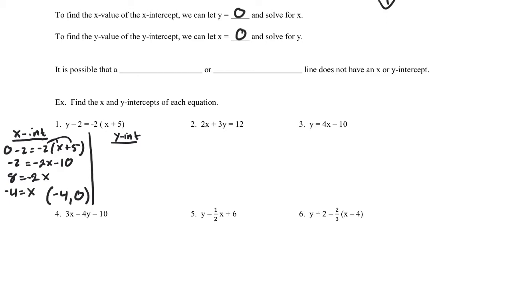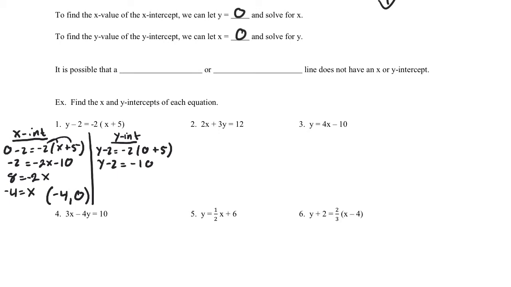So everywhere I see an x this time, I'm going to let it be 0. So we have y minus 2 equals negative 2 times 0 plus 5. All right, so that entire right-hand side is something you can just put into the calculator. 0 plus 5 is 5, times negative 2 is negative 10. So you have y minus 2 equals negative 10.